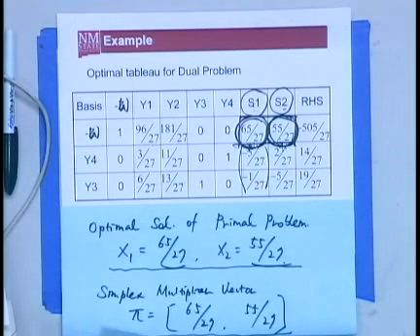So we may choose to solve either the primal or the dual problem, whichever is easier, and then obtain the solution to both simultaneously. Okay?